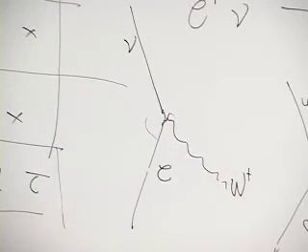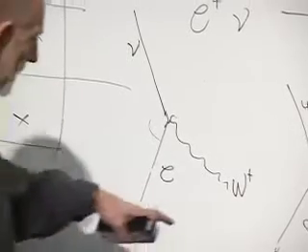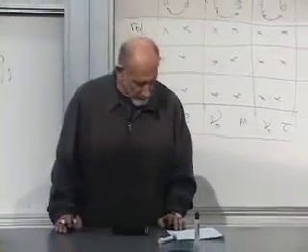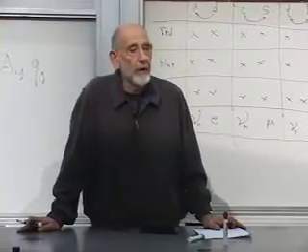We can turn them upside down. Neutrino goes to, you know what we're allowed to do. We've done these things before. And that's the basic new element of the weak interactions.